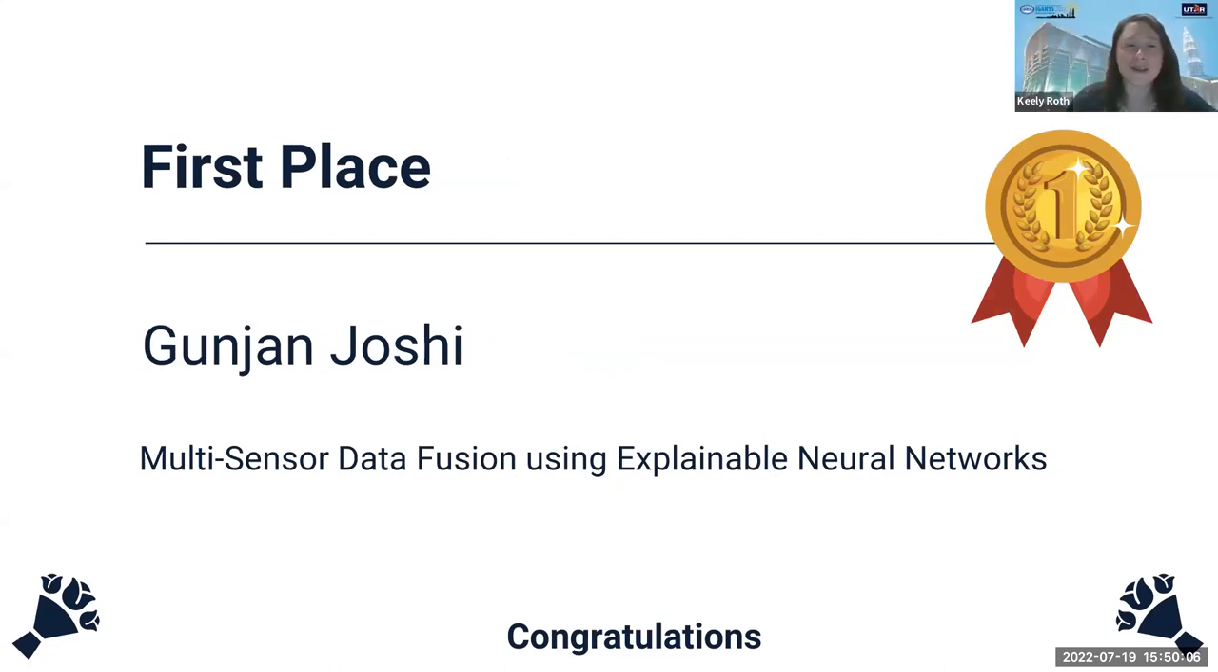And in first place, we have Gunjan Yoshi, multi-sensor data fusion with explainable neural networks. It's always exciting to see where people are pushing the boundaries in neural nets. I think explainable neural networks are really helping us understand how to better use data. You had a fantastic technical explanation, and congratulations on winning first place in this year's competition. Thank you so much.